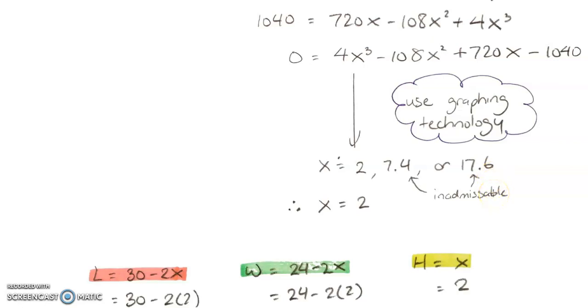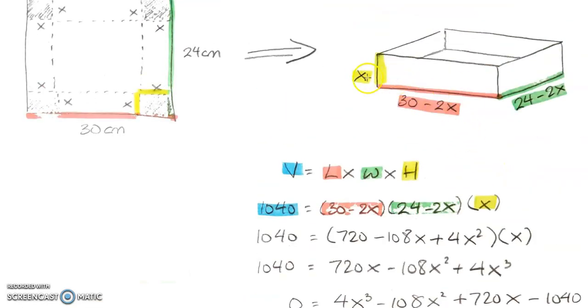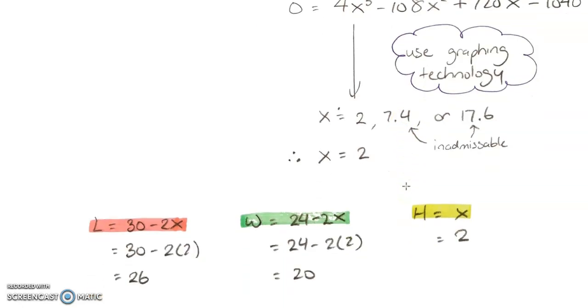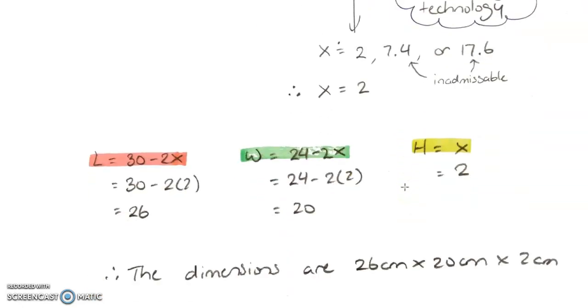The reason why I know that is because if I use 17.6 as my x variable, this side actually becomes a negative when I put 17.6 in here and calculate it. So you can't have a box that has a negative side length. That means that the other two, if 2 centimeters was x or 7.4, would actually work. And I showed that right over here: if the 2 centimeters was the x, you would get 26, 20, and 2 for the length, width, and height.